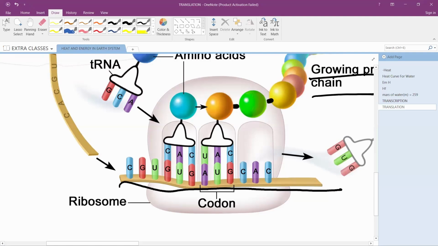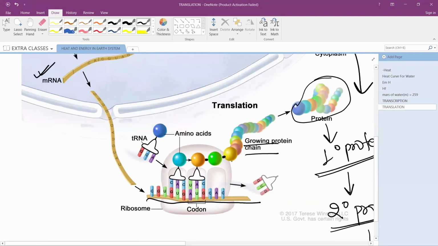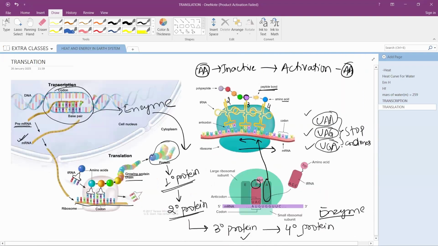Now, the third step is elongation. The ribosome moves along the mRNA, and different types of activated amino acids are brought by the tRNA to specific positions on the ribosome. And what is that position? The first position is A.